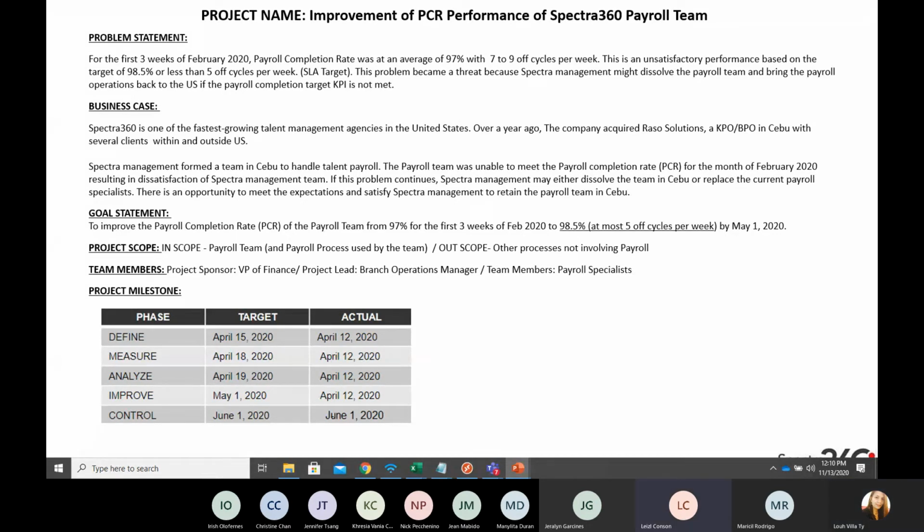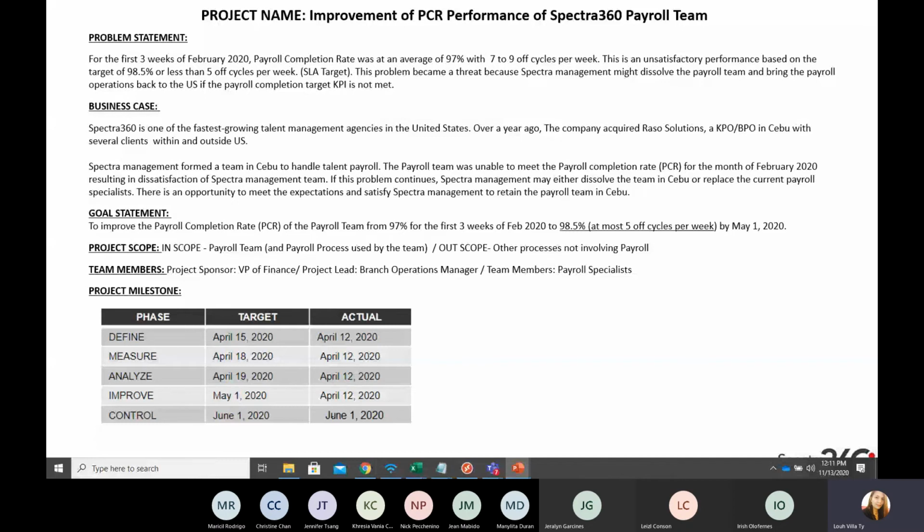Goal statement: to improve the payroll completion rate of the payroll team from 97% for the first 3 weeks of February 2020 to 98.5%, at most 5 off cycles per week by May 1, 2020.